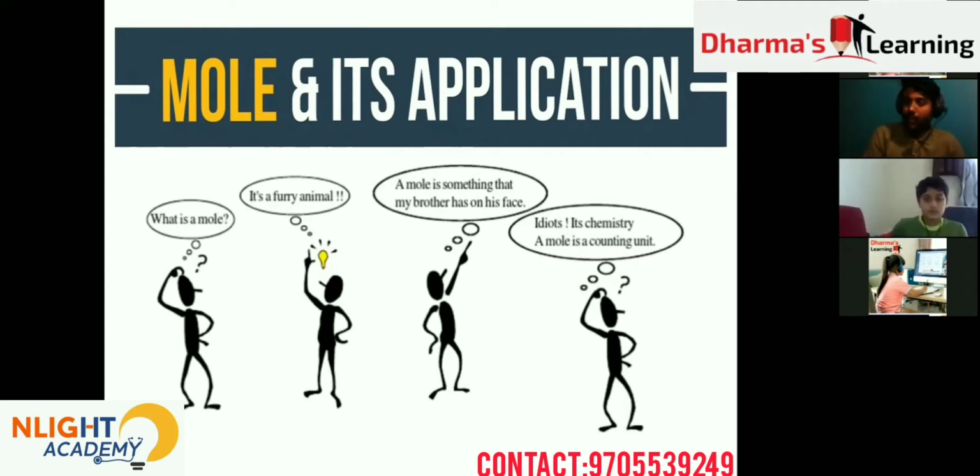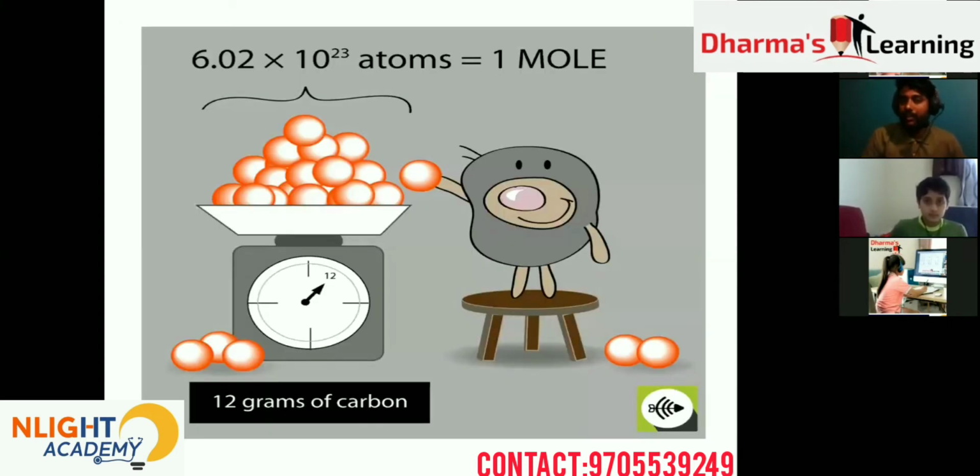The same way, a mole is also a counting unit. So what is it equal to? Here you can see that a mole is equal to a very big number. It's not a simple number like a dozen. You can look at this number in the slide: 6.02 into 10 to the power of 23 atoms. These balls on the weighing machine are atoms. So how many atoms make one mole? 6.02 into 10 to the power of 23 atoms is equal to 1 mole.